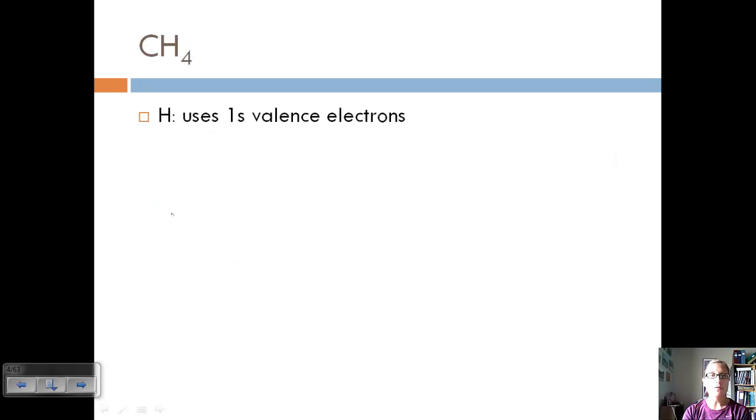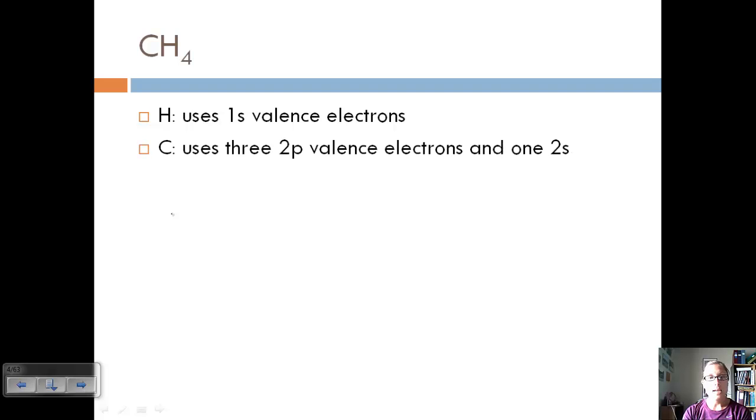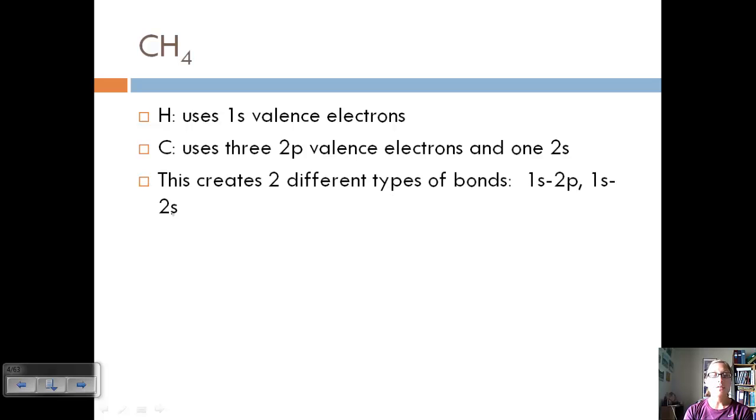Okay, so if we look at CH4, which is methane, each hydrogen donates one valence electron, and carbon is going to donate 4 valence electrons. 3 of those are 2p, and 1 is from the 2s orbital, because those are its valence electrons. So this creates 2 different types of bonds when we bond hydrogen and carbon together in the methane molecule. We have a 1s to 2p, 1s from the hydrogen and 2p from the carbon, and since carbon also has a 2s, we have a 1s to 2s bond. Okay, so we've got different types of bonds.